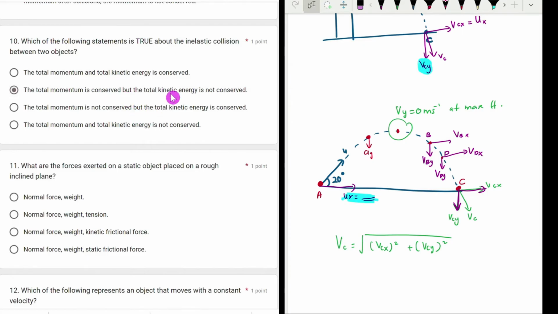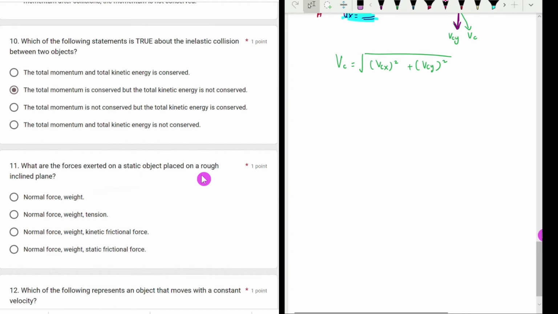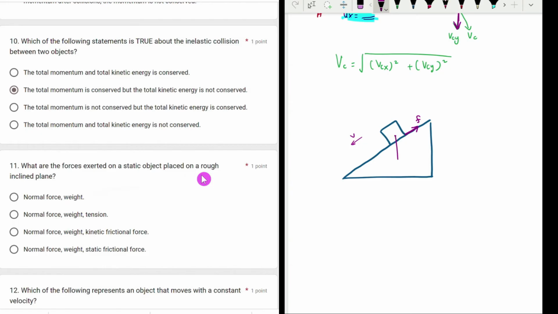Okay, next, what are the forces exerted on a static object placed on a rough inclined plane? Okay, so the inclined plane, kena tahu how to draw the free body diagram. Untuk jawab soalan ni tak perlu lukis pun, tapi saya just nak explain sahaja. So we just recall how to draw the free body diagram. Contohlah objek ni, dia mungkin akan bergerak jatuh ke bawah based on the gravity, right? So the frictional force should be in the opposite direction. Dia akan ada weight straightly downward.